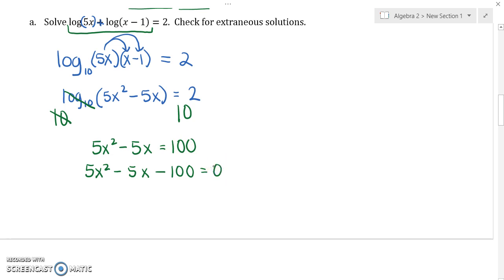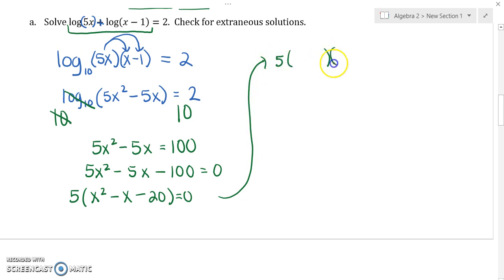And now we have everything on one side. And then I'm going to start the factoring process. What's nice about this problem is there is a GCF of 5. So I'm going to pull that out first to make my life easier. So I have x squared minus x, and 100 divided by 5 is 20, equals 0. And I'm going to move this over a little bit. Now I'm going to go ahead and factor out my trinomial.